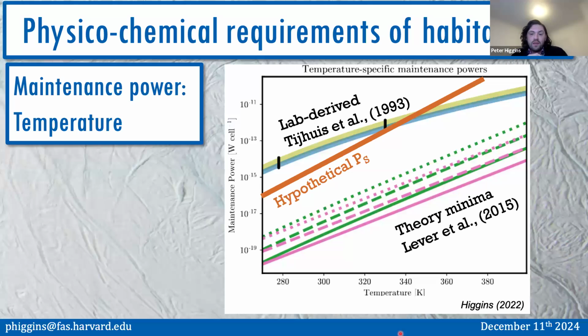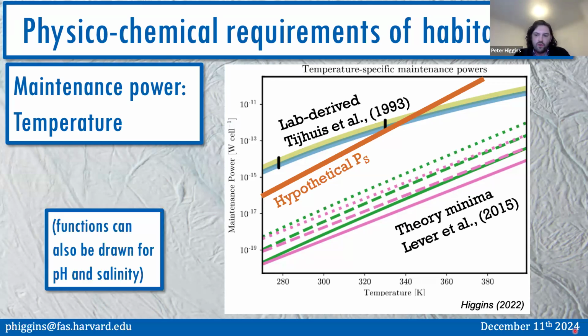So in this example, the power supply, which I've completely made up, is lower than the lab-derived maintenance power up until we get to about 340 Kelvin, where it starts to beat it out. So this species may, for example, be a thermophile and likes warm temperatures. Now, these sorts of functions can be drawn for different physicochemical properties, and we could even draw them in 2D maps and 3D maps to show different survival limits affected by different key physicochemical parameters. But of course, all of those have quite significant uncertainties.